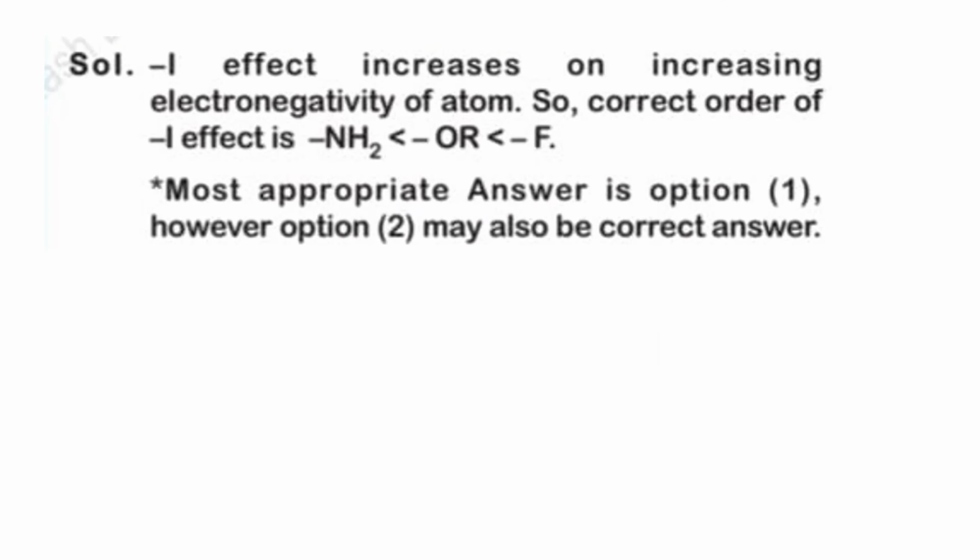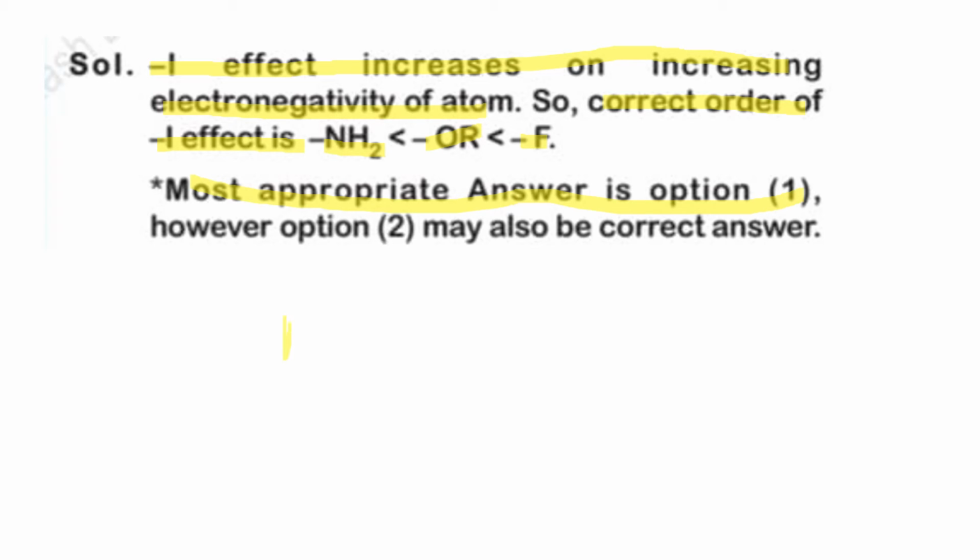The minus I effect increases on increasing the electronegativity of the atom. So the correct order according to this is that the minus I effect is NH2, OR and F in increasing order. So the most appropriate answer is option first, however option 2 may also be correct.